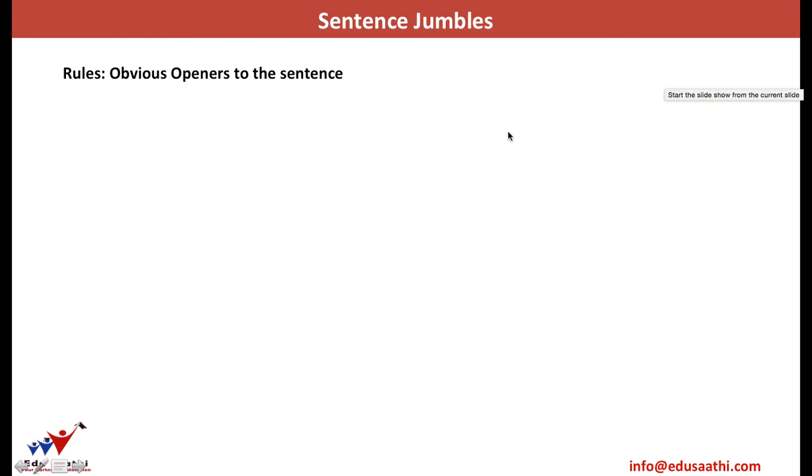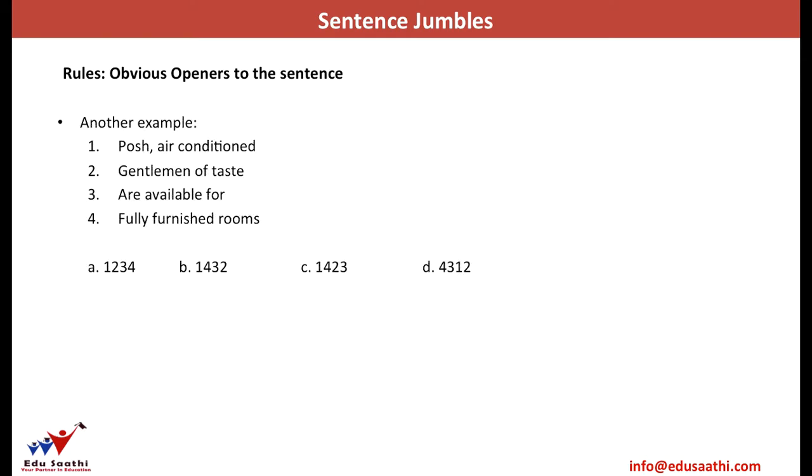Now let's discuss another example with the same rule. In this example, we can see that there are two nouns, the gentleman and the rooms. Right. So either of these can be the subject of the sentence. So how do I decide? I'm not aware what exactly is the subject of the sentence.